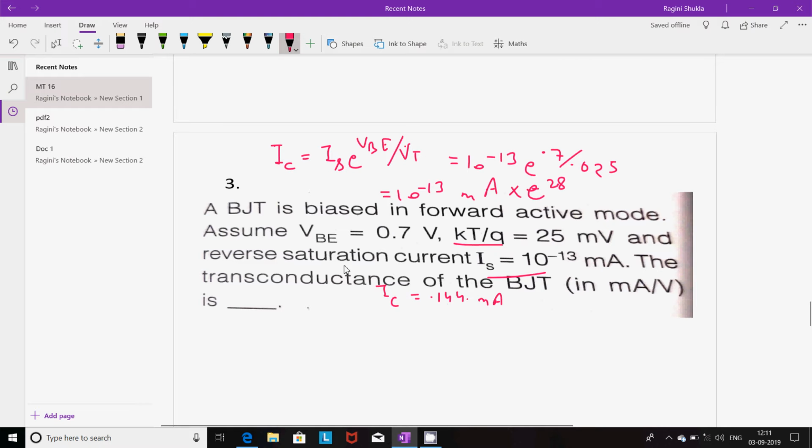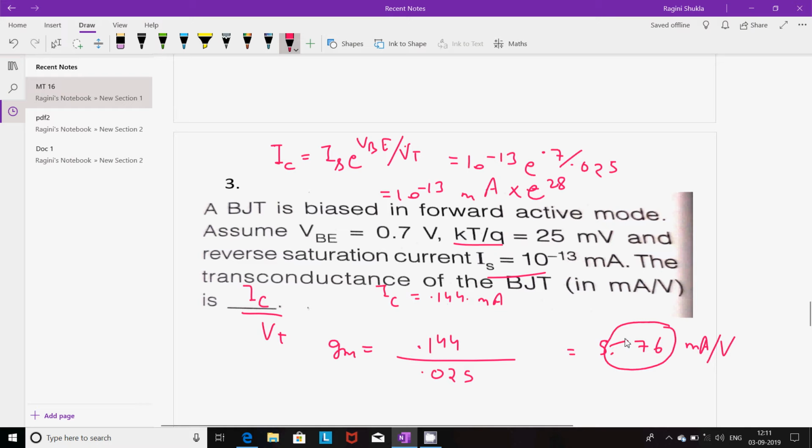milliampere. Now we know that GM is equal to IC upon VT. So GM is equal to 0.144 upon the thermal voltage, which is given as 25 millivolt, 0.025. After solving this, you will get 5.76 milliampere per volt. So the right answer is 5.76 milliampere per volt.